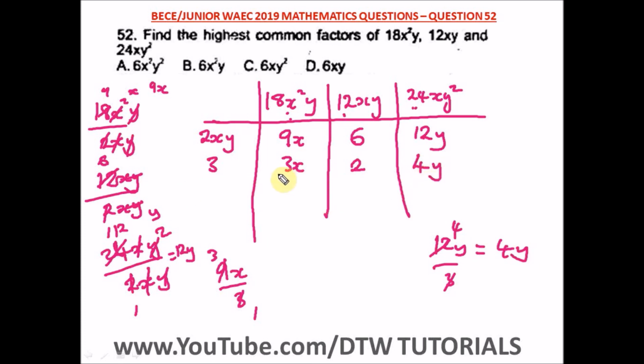Can any other thing go in these 3 values? Nothing else can go. So our answer is 2xy times 3, and that will give us 6xy. So this is the highest common factor of these 3 values here. So our answer is 6xy. And what is the right option here? Our right option is option D.